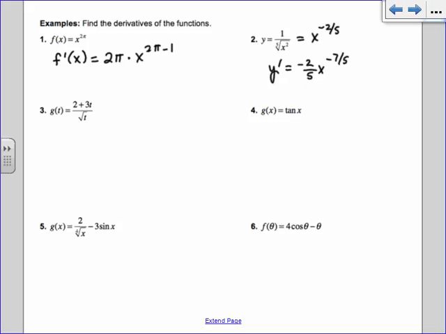Number 3, do I want to do the quotient rule? No, just because it's set up as a quotient doesn't mean you have to use the quotient rule. This one has a monomial on the bottom, so I break it apart. So I do 2 over the square root of t plus 3t over the square root of t. So I have 2 over t to the 1/2 plus 3t over t to the 1/2.